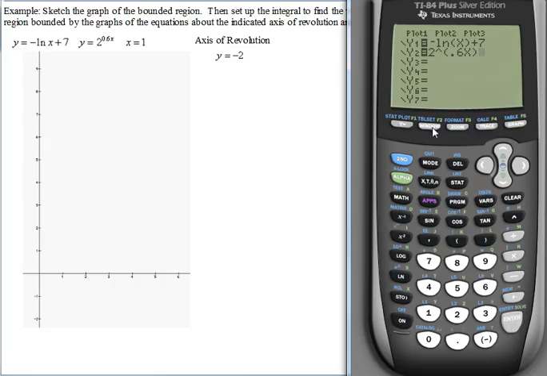And then let's change our window size. Notice x equals 1 we're not going to need to put in because that's not a function, it's just a vertical line. So we can just graph that by hand. So then our window size, let's make the x minimum -1 to 6.